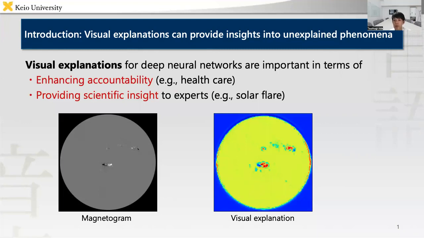Visual explanations for deep neural networks are important in terms of enhancing accountability and providing scientific insight to experts. For example, this figure shows a magnetogram, which is a solar image concerning a phenomenon called the solar flare, whose theoretical background remains unclear. The region circled in red, where the model has focused its attention, may be the key to understanding the solar flare.